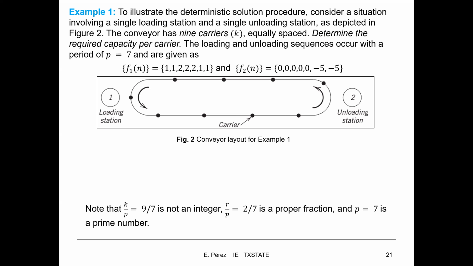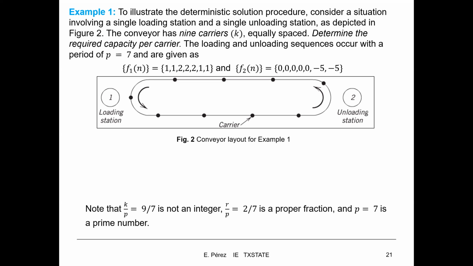That's our goal. The loading and unloading sequences occur with the period of P equals 7, and they are given as follows. For station 1, which is the loading station, you have the 7 periods, so you have 7 numbers. So f_1 of n is that set, giving you those 7 numbers: 1, 1, 2, 2, 2, 1, 1.